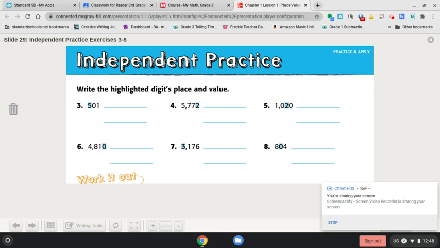501. So what is the digit's place of the 5? What place is that? Well, if you look at it and you count, you have your ones, your tens, your hundreds. So it is hundreds, and the value of that number is 500.